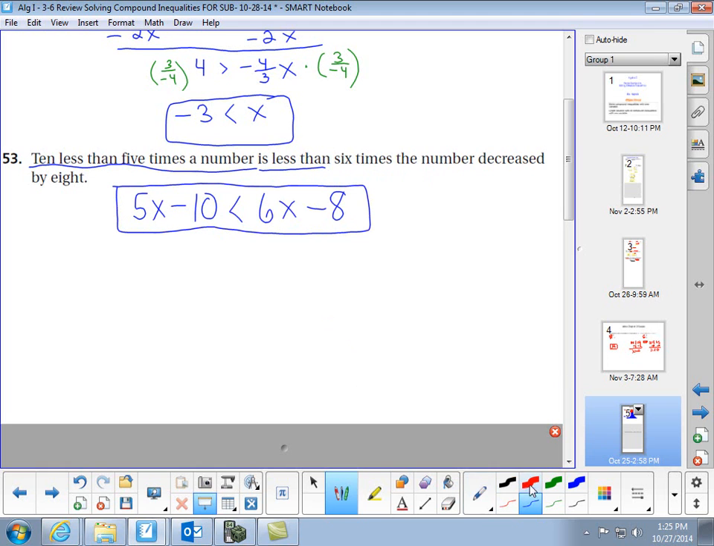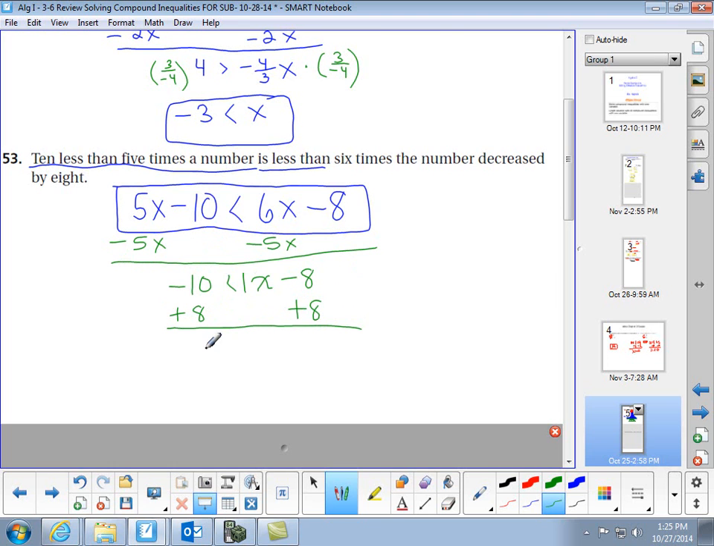So to solve it, you ask yourself, can I do anything to the left side to simplify it? Nope. Can I simplify the right side? Nope. So I'm going to subtract 5x. I'm going to move all my x's to one side, and I chose to get rid of the little guy. When I did, I was left with negative 10 is less than 1x minus 8. Add 8. Add 8. Negative 2 is less than 1x, which is the same as x is bigger than negative 2. Either way is fine.